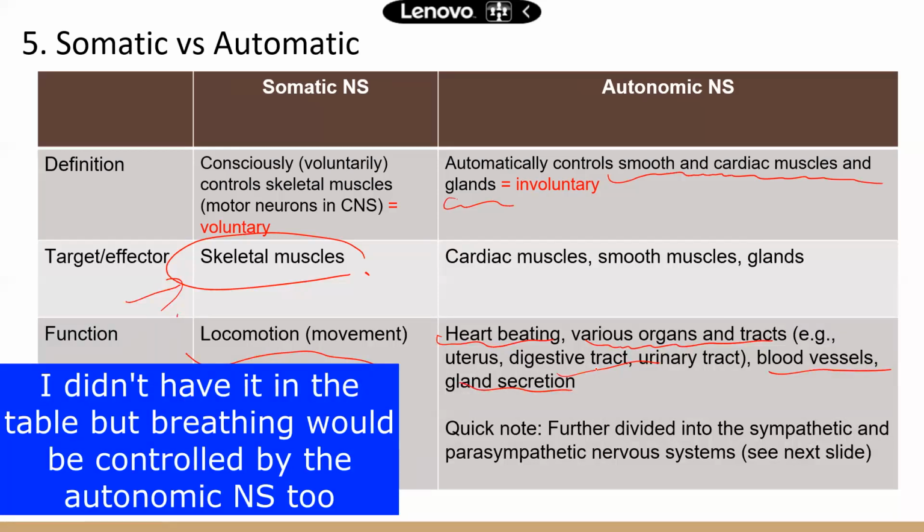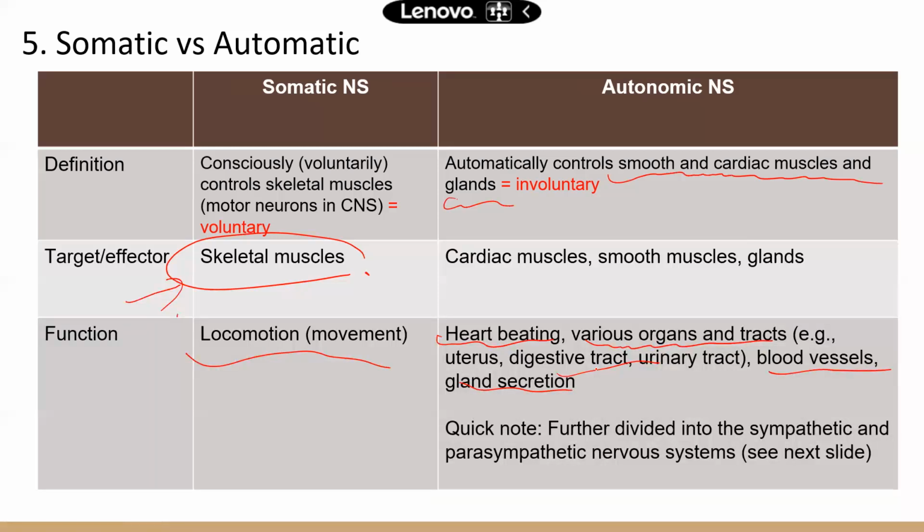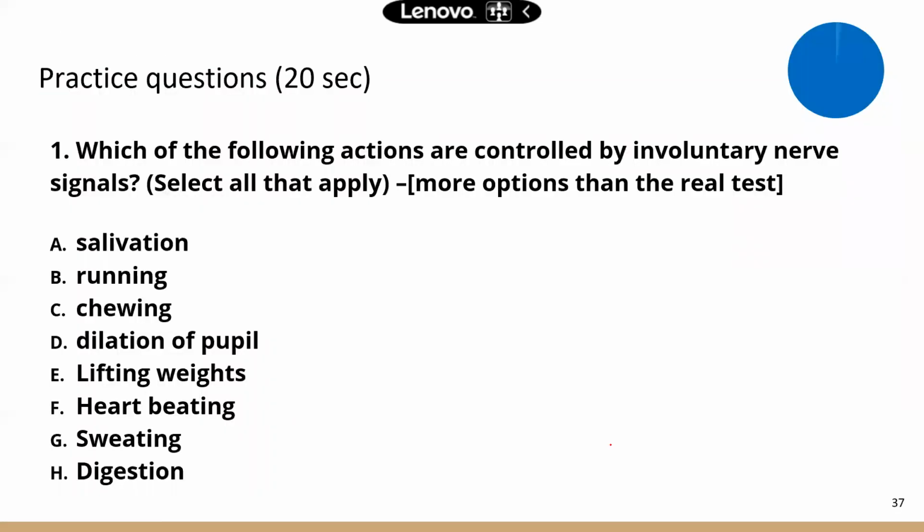Okay, now for the autonomic nervous system division, we are going to further divide it into sympathetic and parasympathetic. So that's going to be on the next topic slide. But before we get to that, we're going to practice a little bit. Okay, so you're going to see a practice question, and again, you have 20 seconds to answer it.